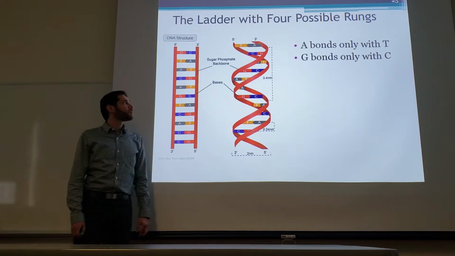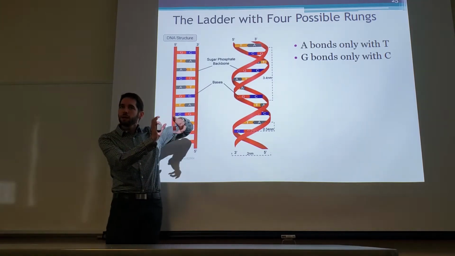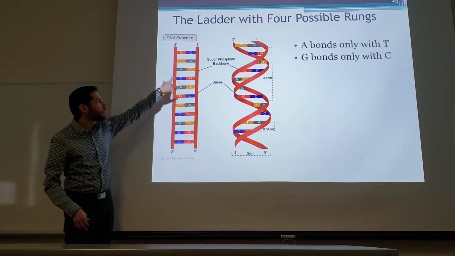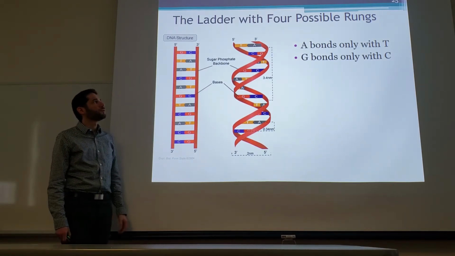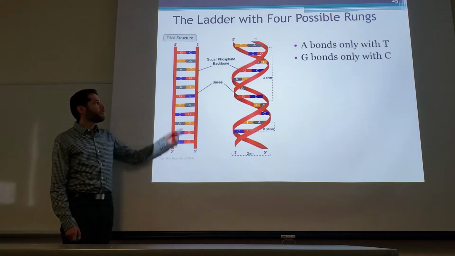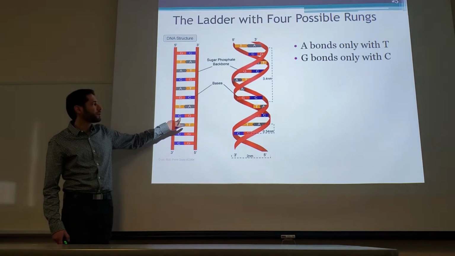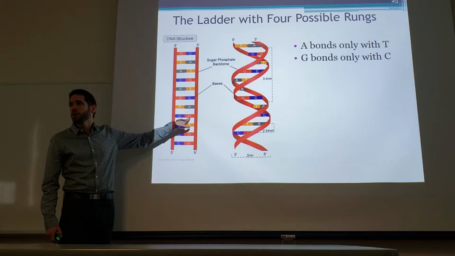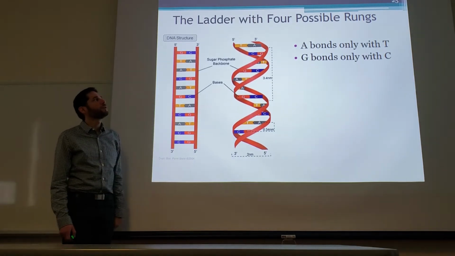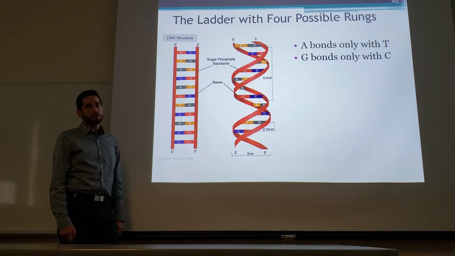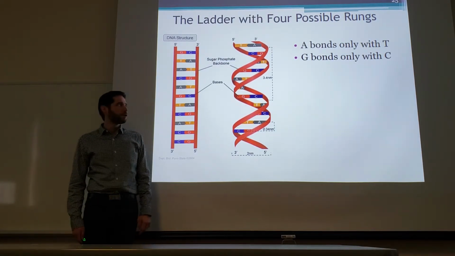So here is if you unwind the helical staircase, right, to just make a ladder, then you can see side by side the two chains. A bond, you can see A has a shape to it that fits into T, and vice versa. C has a shape that only matches with G. They cannot connect otherwise. So A bonds only with T, G bonds only with C, and vice versa. And that's the rule of genetic pairing.